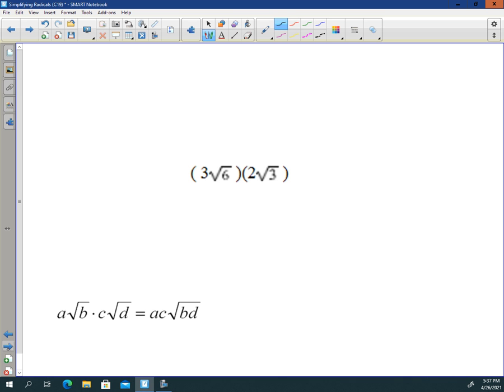3 times the square root of 6 times 2 times the square root of 3. We're just going to pull the 3 and the 2 together and the 6 and the 3 under the radical symbol. So we have 3 times 2 times the square root of 6 times 3. And then we just do that multiplication. 3 times 2 is 6 times the square root of 6 times 3, which is 18. And there you go. You can just pull those pieces together and essentially simplify this into a nice little number, 6 times the square root of 18.